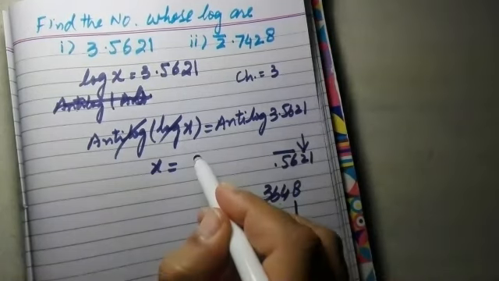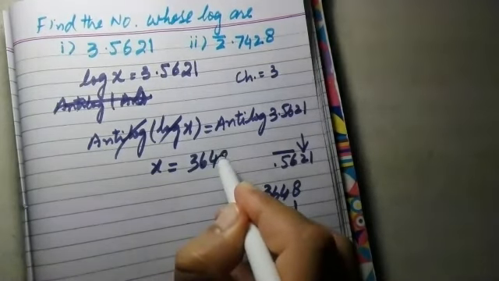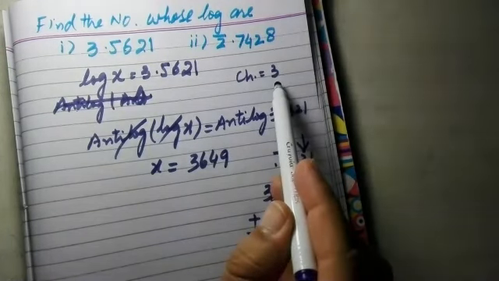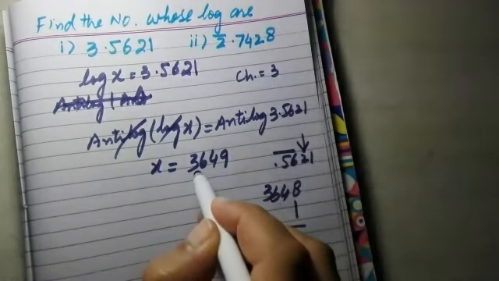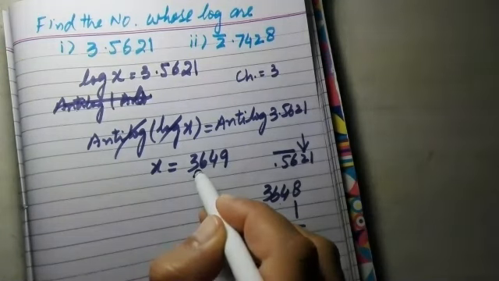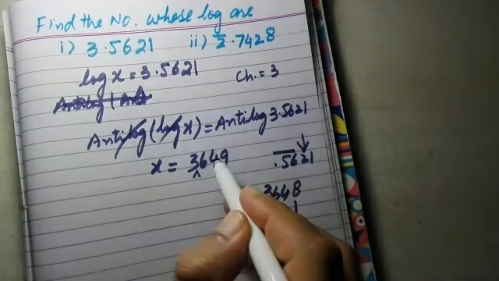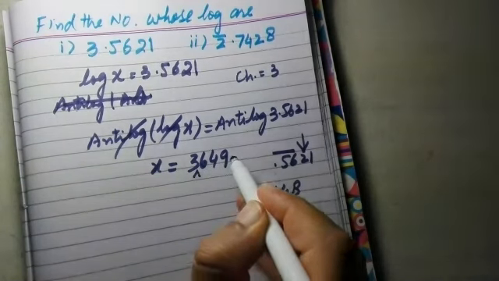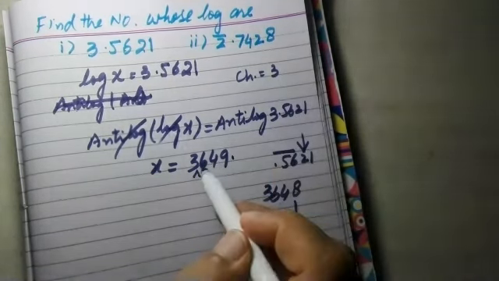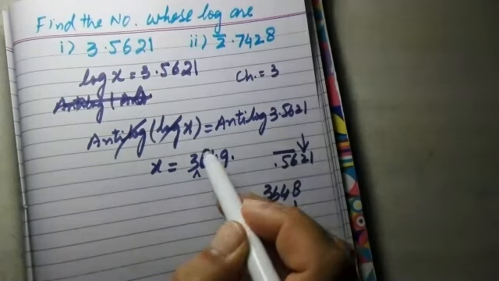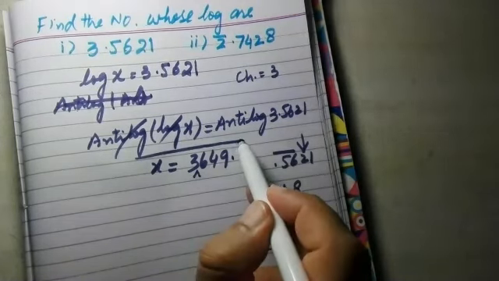So I have to write 3649 right here, and you can see that the characteristic is 3. First of all you have to place a cap sign, and then you have to count the number of digits, 3 digits, 1 2 3, then you have to place the point sign. The characteristic is 3, so that's why I have to count 3 digits after the reference position. So this is how you will finish the question.